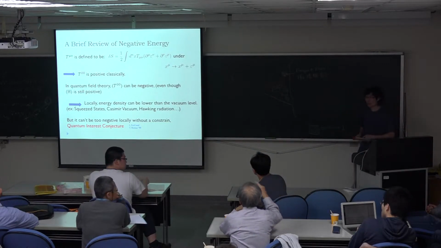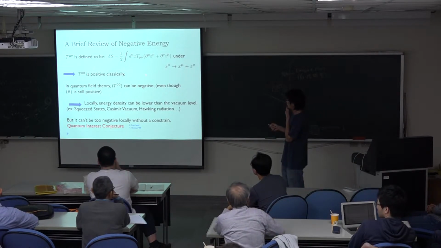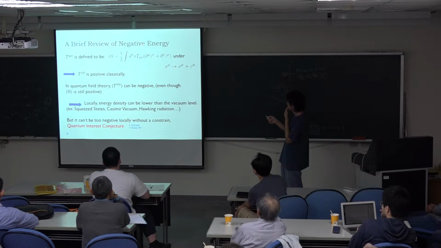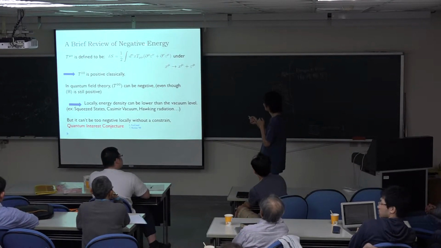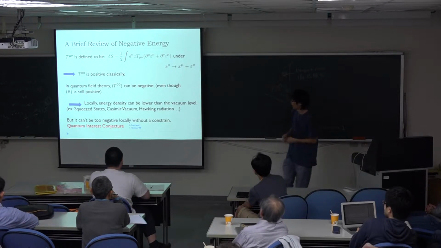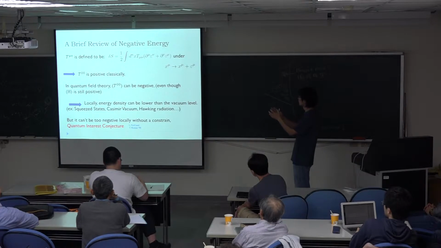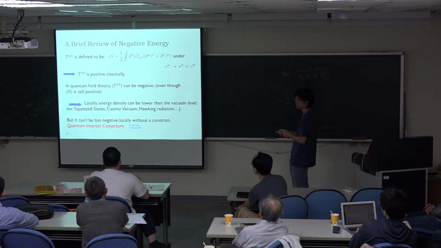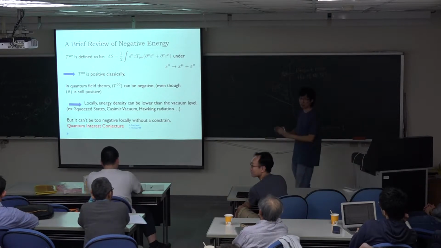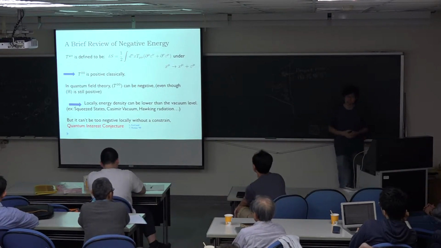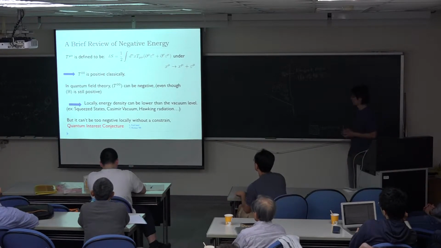Excuse me, when you say energy, do you mean energy density? Yeah, it means energy density. When I say negative energy, I mean negative energy density. But if you integrate this negative energy density over some small region of space-time, if this region is finite, you can still get some negative value. And this conjecture puts some constraint on this localized amount of energy.